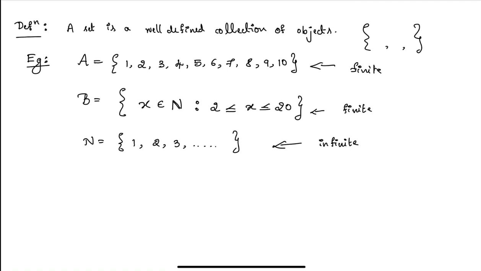Is there any possibility that there is no element in a set? Yes, we call it an empty set. An empty set is denoted by just two flower brackets with nothing inside the set. This denotes an empty set. Empty set means there is no element in the set. Otherwise, we denote it by the letter phi. This is the notation.